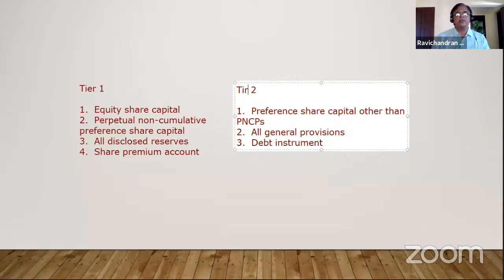Take note so that if they ask about any provision, you put it in Tier 2 only if it is a general provision. Sometimes they will ask whether a bad debt provision or NPA provision will come under Tier 2. It will not come because it is for a specific purpose. You have to utilize it for that purpose only. How can we take that as our capital? That is not possible. So these seven points, if you remember, it is very easy for you to explain.